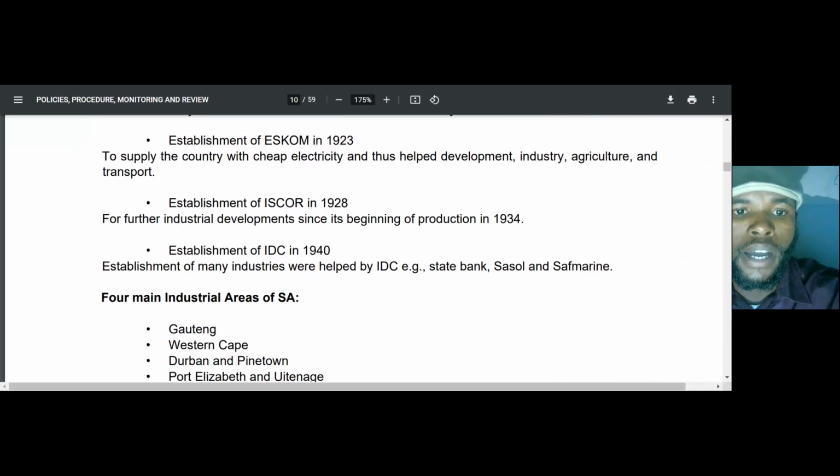Establishment of ISCOR in 1928 for further industrial development, with the beginning of production in 1934. The establishment of the IDC in 1940. The establishment of many industries was helped by the IDC, for instance the State Bank, Sasol, and Safari.